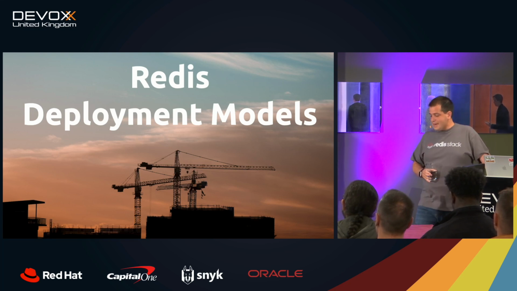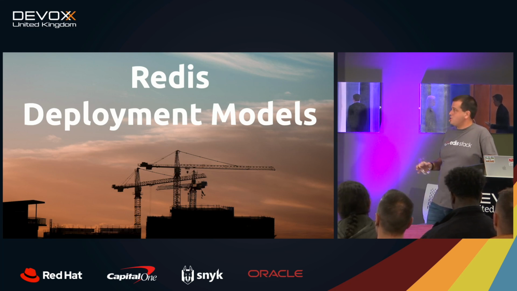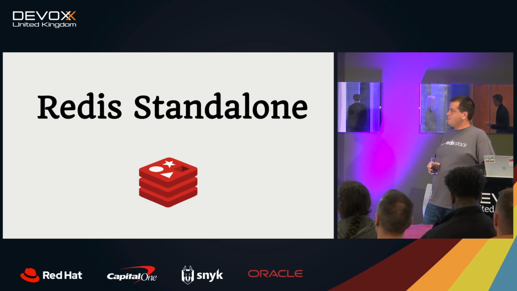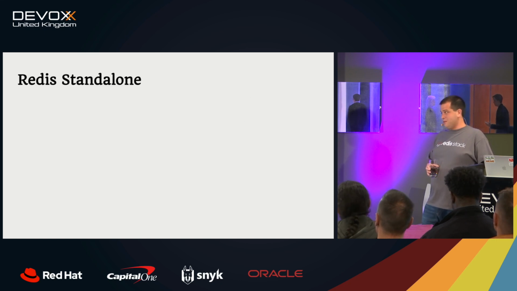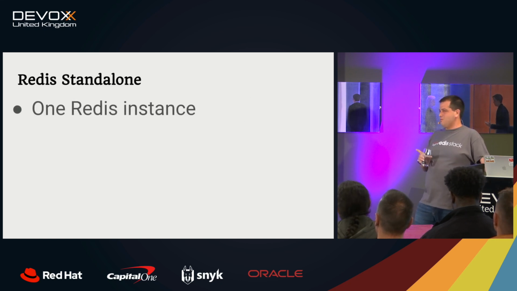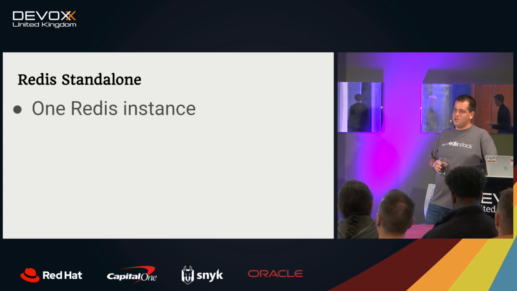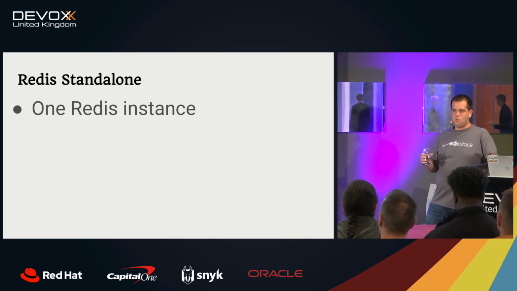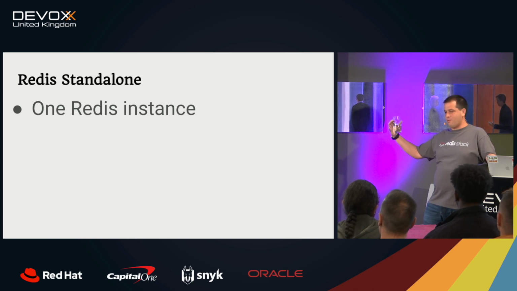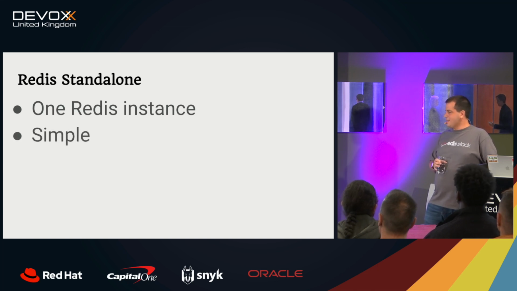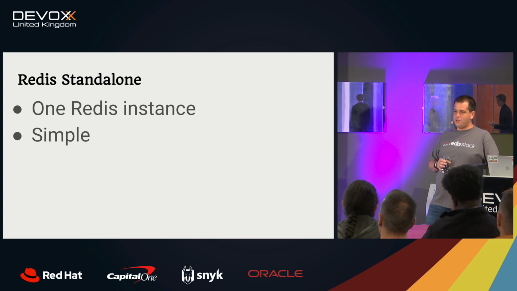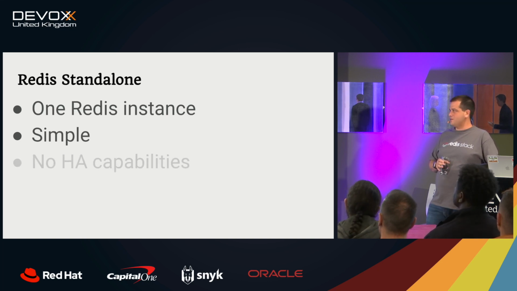So the next thing I'd like to talk about in this what is Redis section are the Redis deployment models. Well, there's Redis standalone. And Redis standalone is just one instance of Redis. So you just run redis-server and start up Redis. Now, the nice thing about this is it's really simple. There's nothing else you have to think about other than what commands you're going to issue to Redis and how you're going to configure Redis when you're dealing with this.